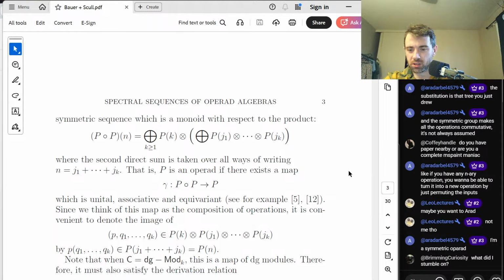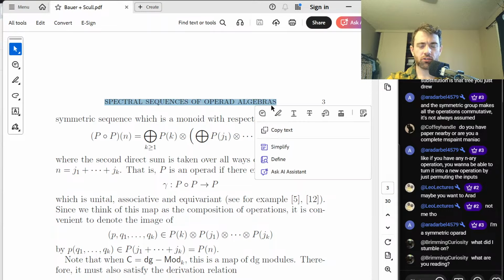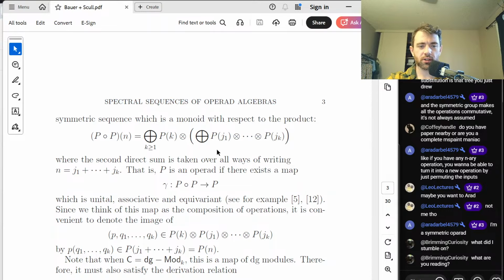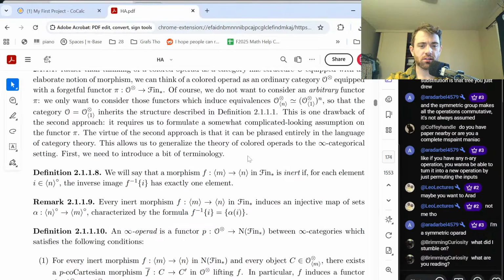What did you stumble on? Brimming curiosity? Well, being a curious person, it's unsurprising that you'd stumble upon all the weirdest, wackiest things on the internet. I'm reading something about spectral sequences and operad algebras. Yeah, that's what it is. And we were just reading a little bit of Lurie's Higher Algebra.